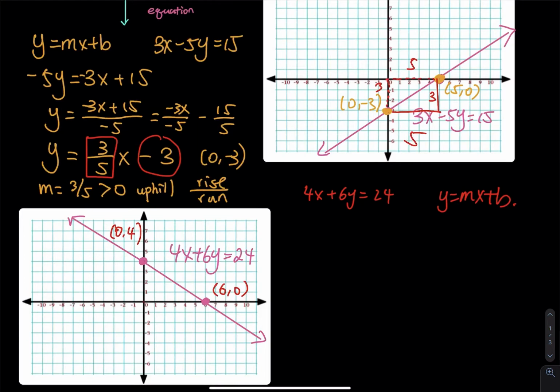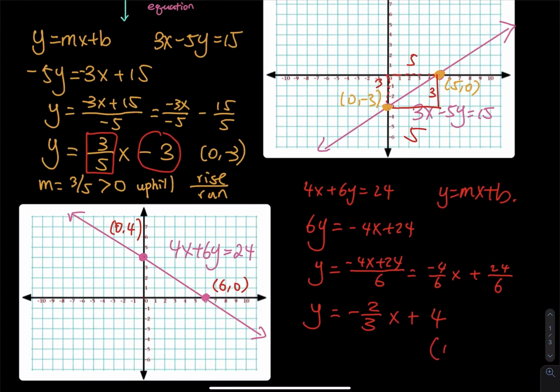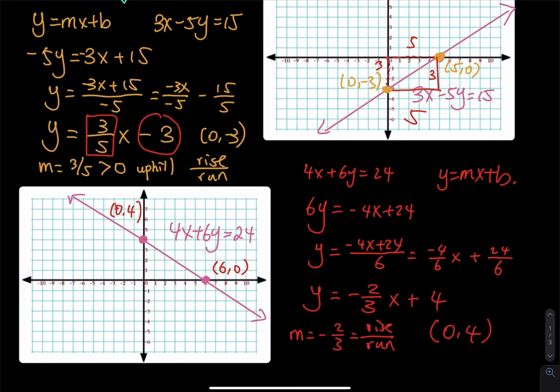This is how. First we subtract 4x on both sides. So we have 6y equals negative 4x plus 24. And then you divide both sides by 6. Then you have y equals negative 4x plus 24 divided by 6. You can split it up into 2 fractions: negative 4 over 6 x plus 24 divided by 6. Reduce the fraction, so you have negative 2/3 x plus 4. So the y-intercept is (0, 4), which is what we have in the picture. And then the rise over run is negative 2 over 3. Since the slope is negative, the line is going downhill.